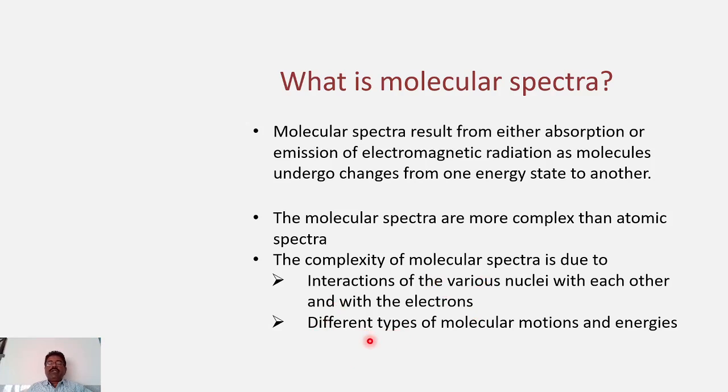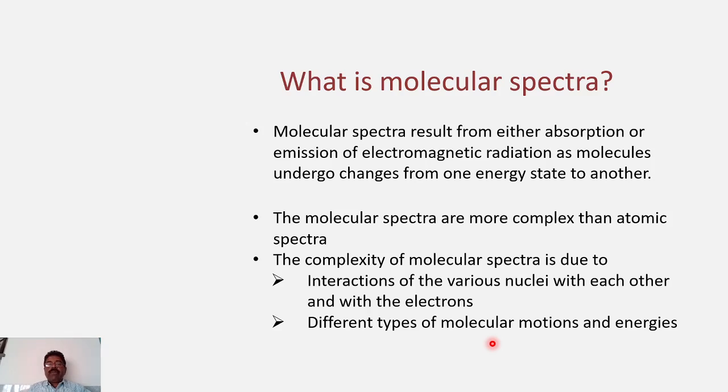And the second important reason is the different types of molecular motions and energies involved in this particular case. Because of the external energy which is received by the molecule, there may be different types of molecular motions involved, or you can say the molecule has a different set of energies. Now, the molecular motion also causes a change in the energy state of the molecule.